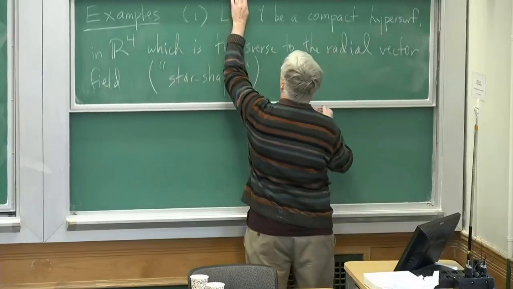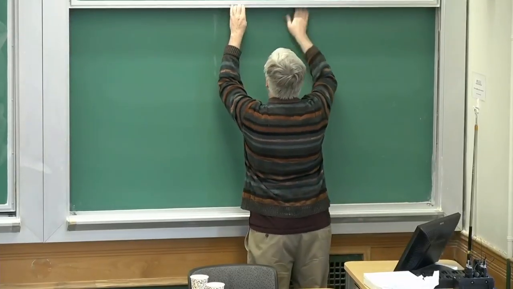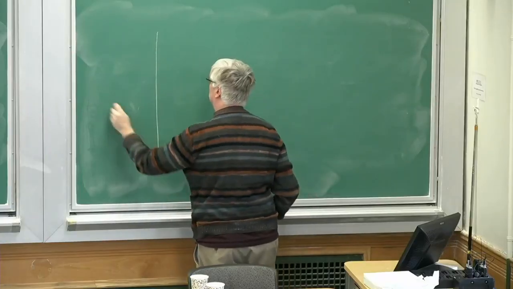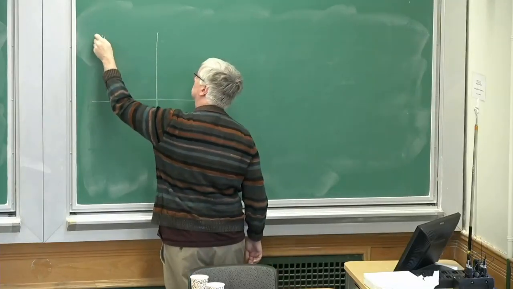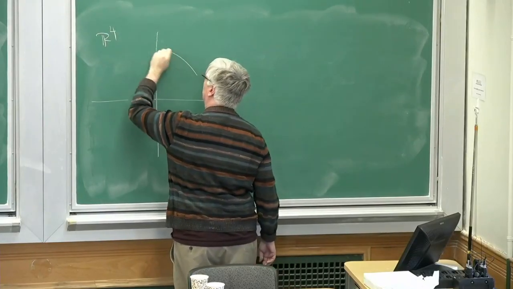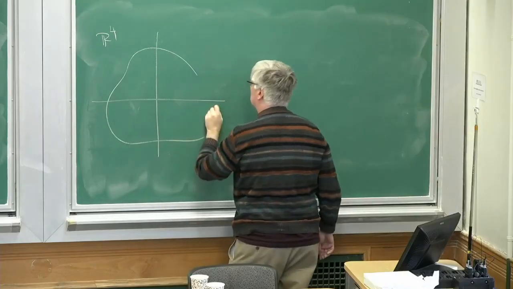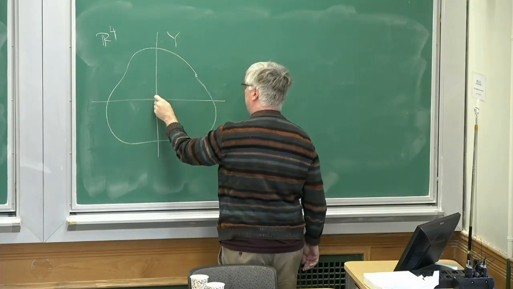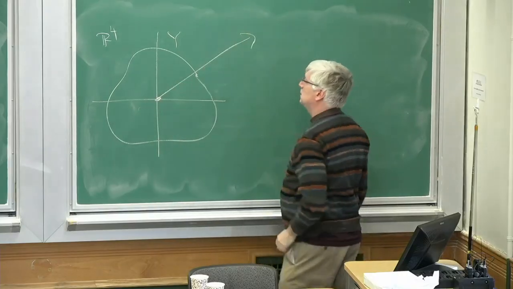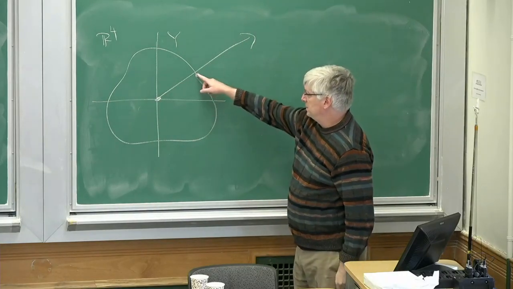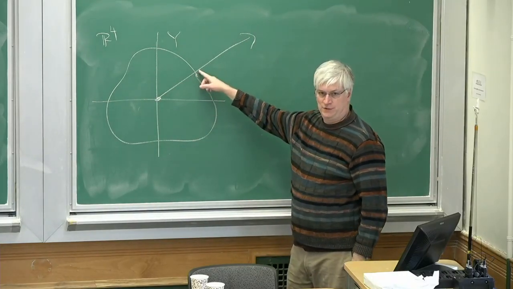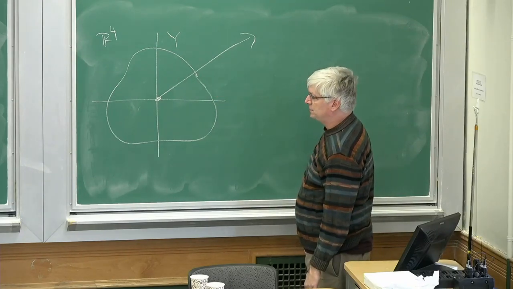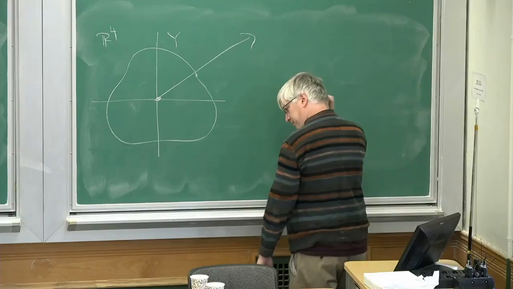So, picture. Here's R4. I have my hypersurface Y. If I draw any ray starting at the origin, then it's going to intersect Y transversely. It will not be tangent to Y. So that's a star-shaped hypersurface.